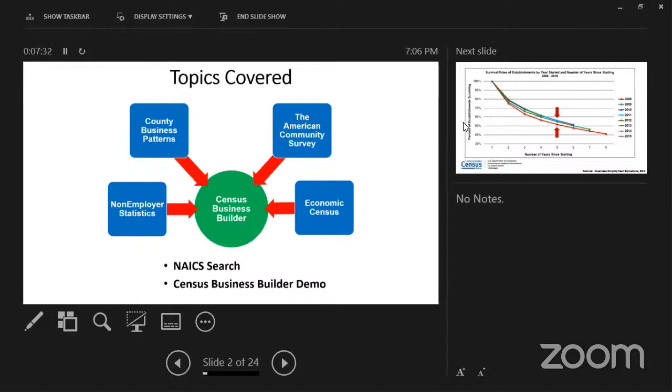Basically, we have county business patterns, the American Community Survey, economic census, and non-employer statistics. Those are the main sources of data that go in. I mean, there are others, but those are the main sources of data that go into the Census Business Builder. And then I'm going to briefly show a NAICS search, to search for your business, and I'll do the demo.